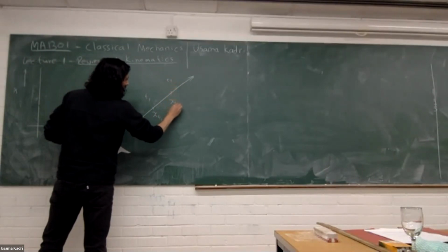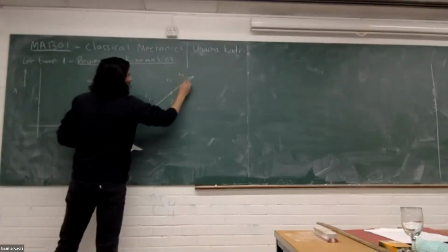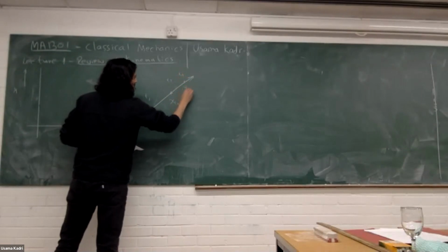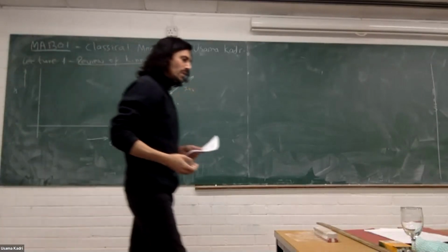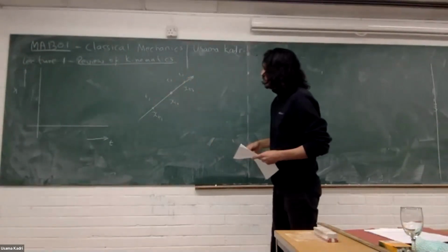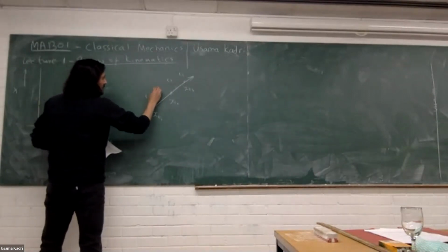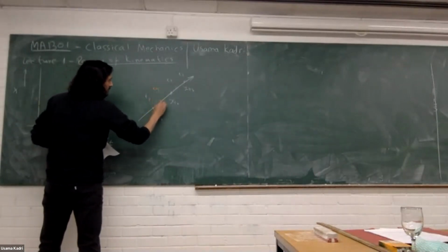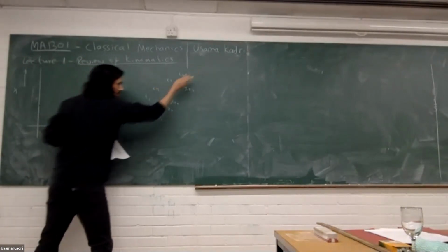So this will be x of t2. At time t3, it's here. This is x of t3. So x is representing the space, and t is the time. At time t4, it comes back here to this point. So it's traveling forward and backward.